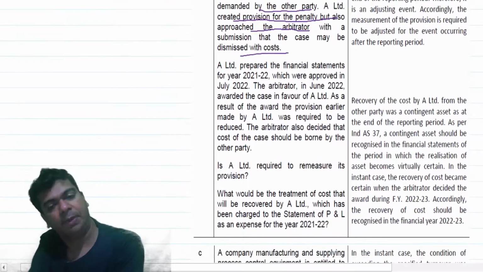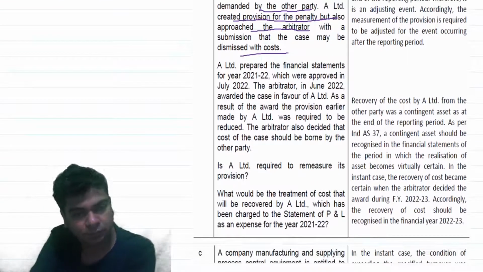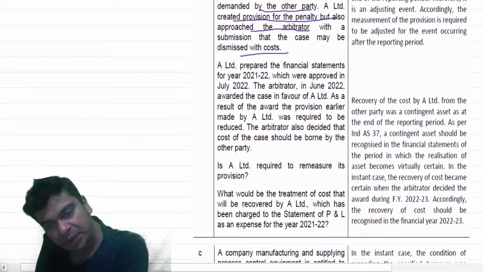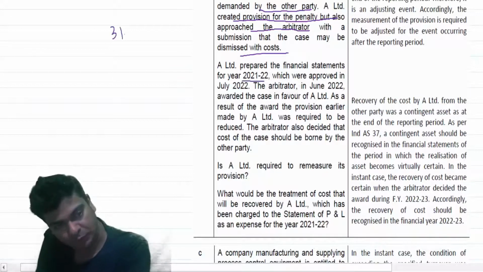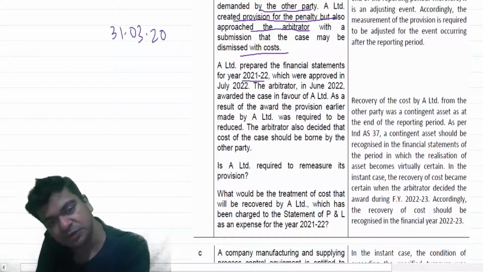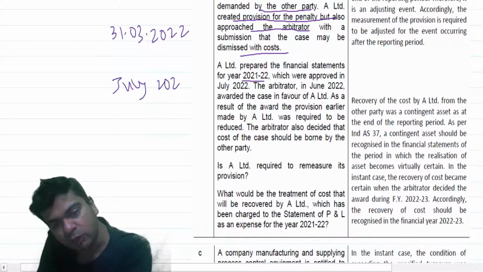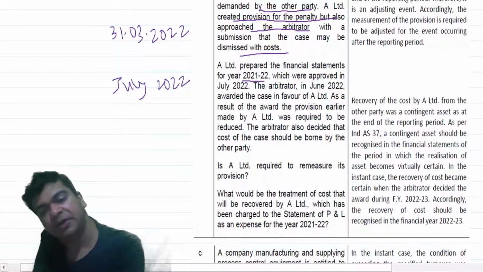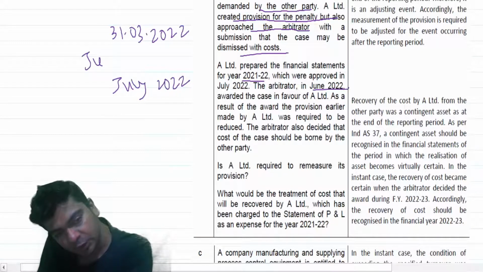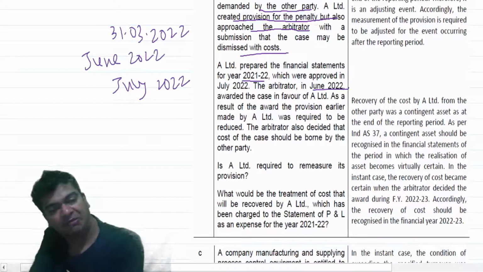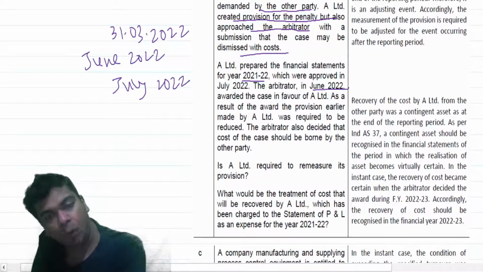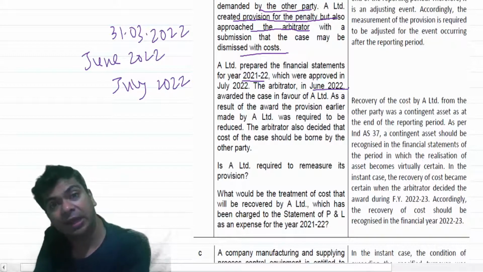Let's look at the main part of the question now. A Limited prepared the financial statements for the year 2021-22. Balance sheet date is 31st March 22, which were approved in July 22. They have not given us the exact date. The arbitrator in June 2022, that's an event occurring after the reporting period, awarded the case in favor of A Limited.